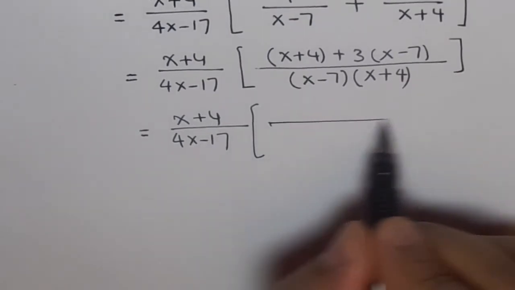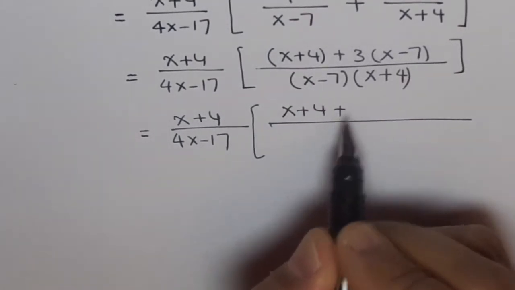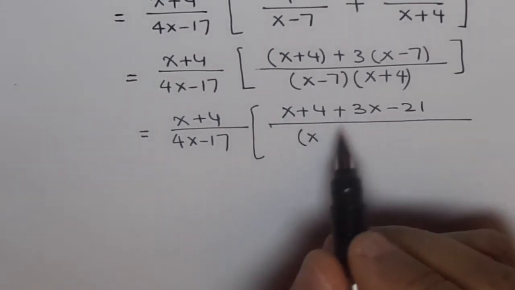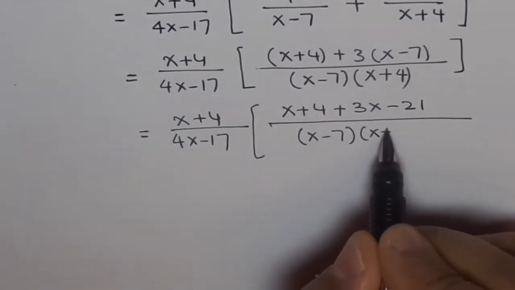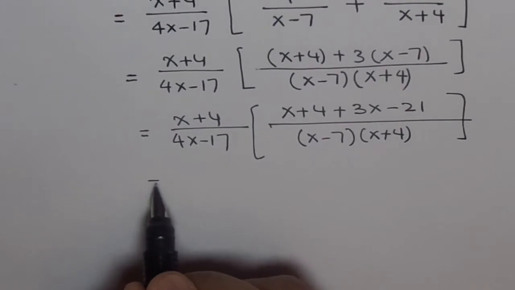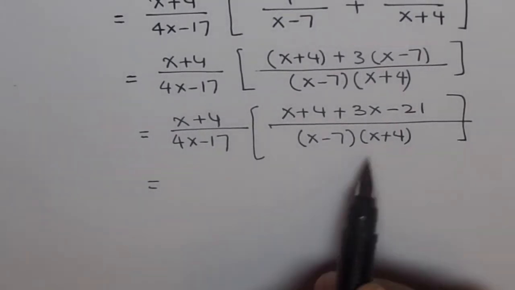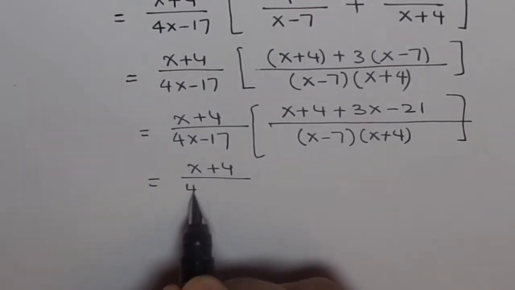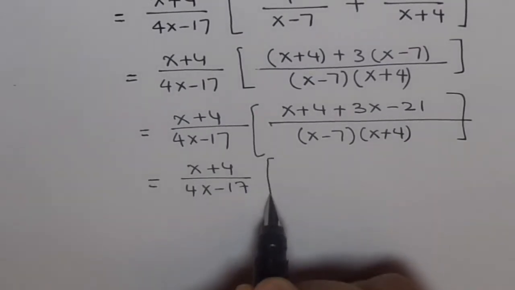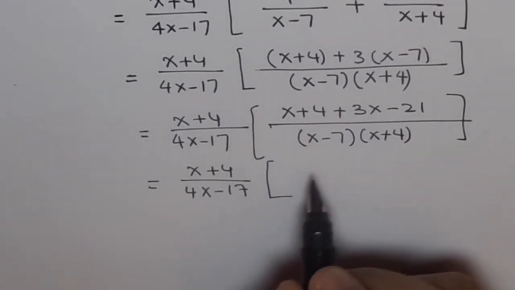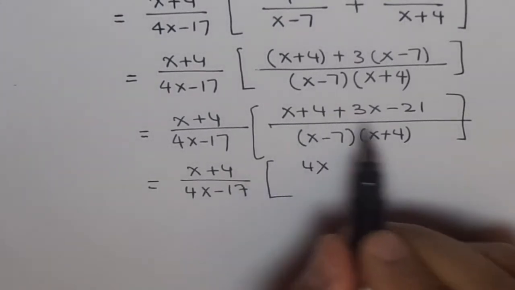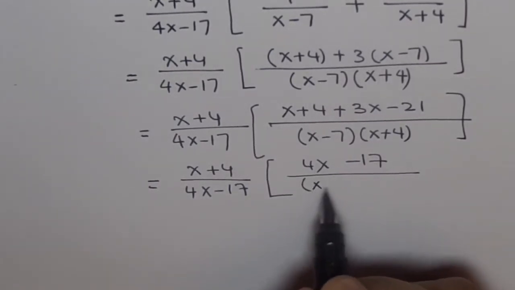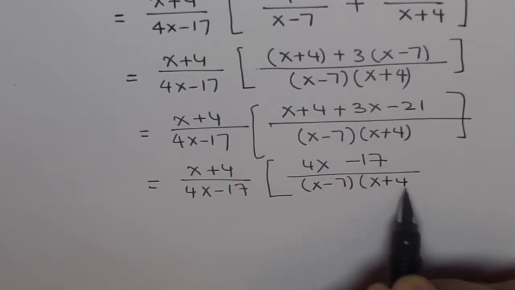Now let's go one more step. x plus 4 plus 3x minus 21 over, you should not expand the denominator. Keep those factors as such. They'll help you later. If there's a common factor, it can be cancelled. Do you see that? It can be cancelled, right? So continue the process of simplification. It is x plus 3x is 4x, correct? And 4 minus 21 gives you minus 17 over x minus 7 times x plus 4.